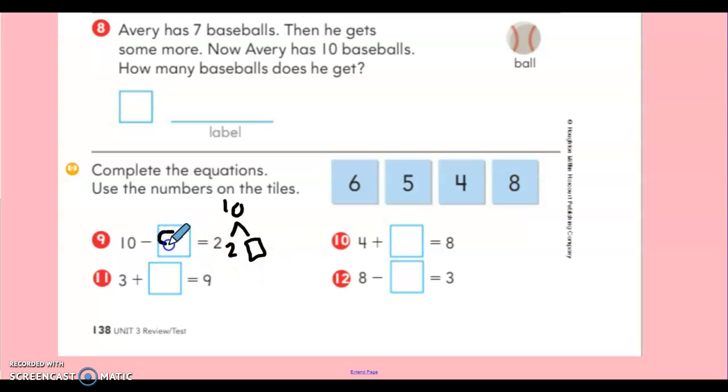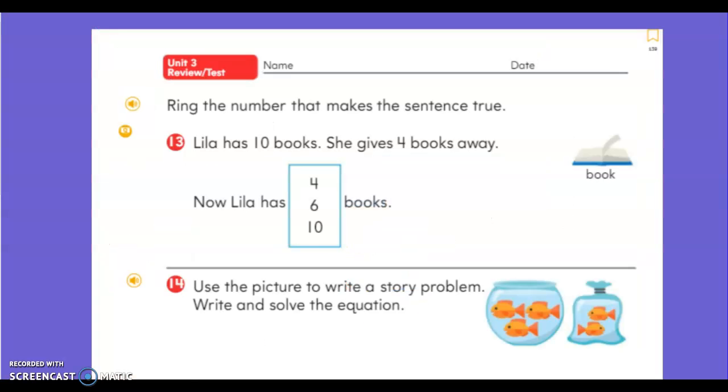Yep, 8. Okay, now we already used 8, so we're going to get rid of it so we don't have to think about it anymore. Now you just have 3 choices left. Okay? All right.